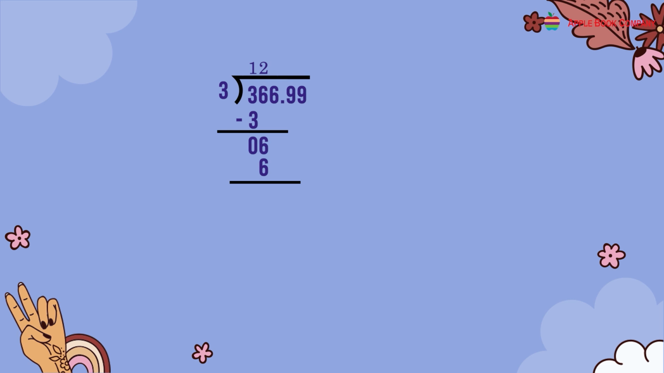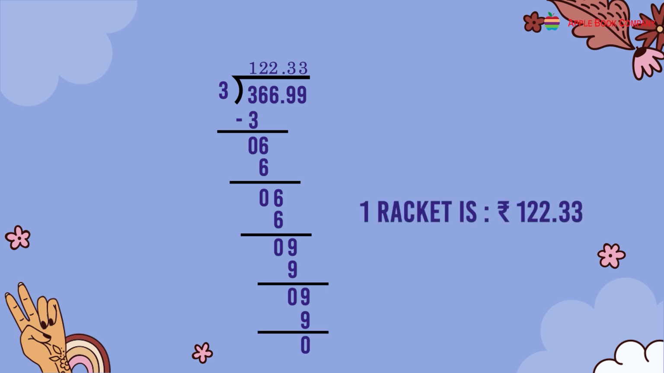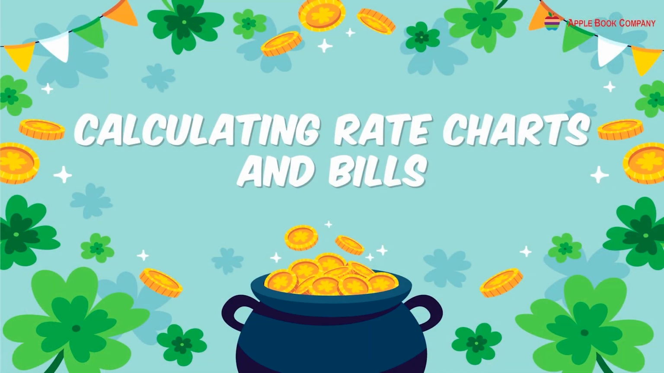Again, when you subtract 6 minus 6, it becomes 0. Bring down another 6. 3 twos are 6. You get 0. Bring down 9. 3 threes are 9. So 9 minus 9 is 0. Bring down another 9. 3 threes are 9. 9 minus 9 is 0. Thus the cost of one racket is rupees 122.33 paise.